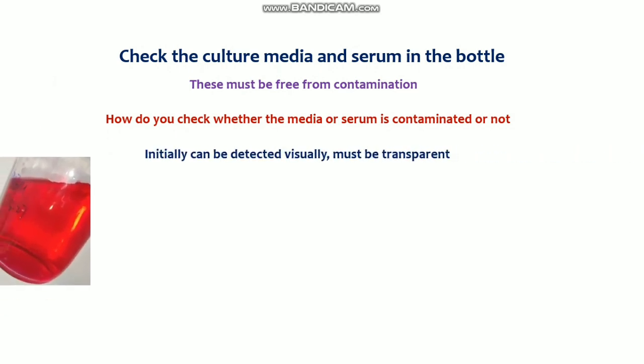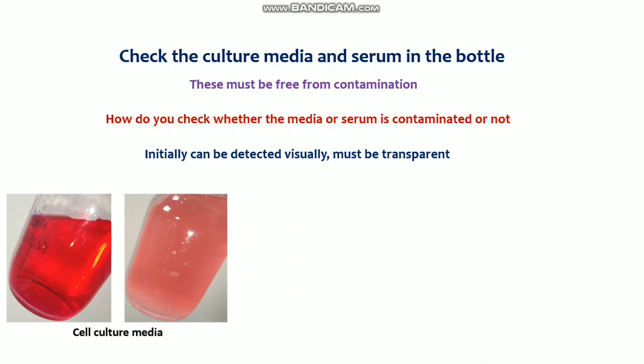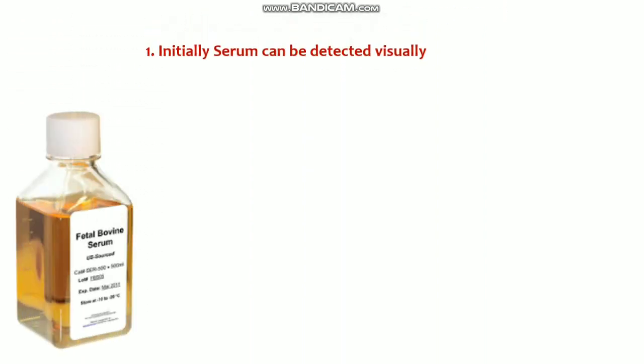For that, initially you can detect visually, because the media must be transparent. Here, as you see, the first cell culture media is very transparent, so you can say there is no contamination, at least at the initial level. But the next one, if you see there is some kind of turbidity, then just discard this kind of media.